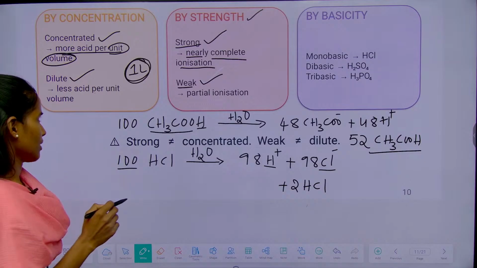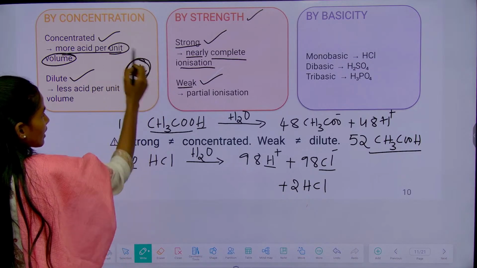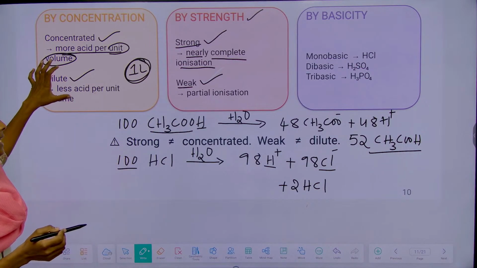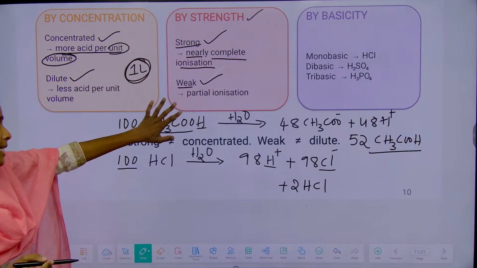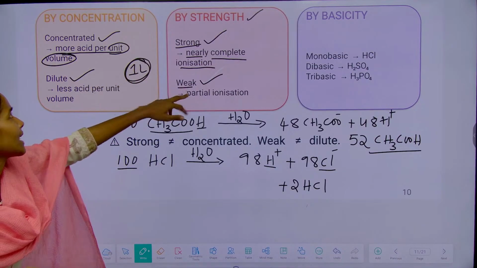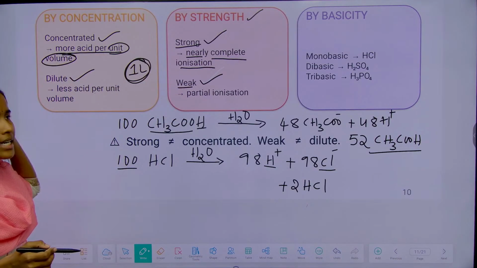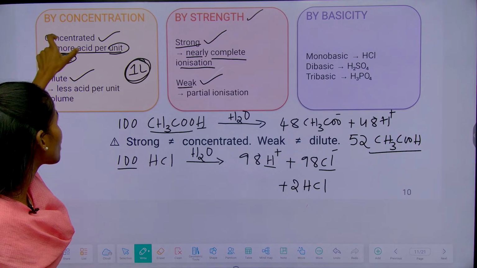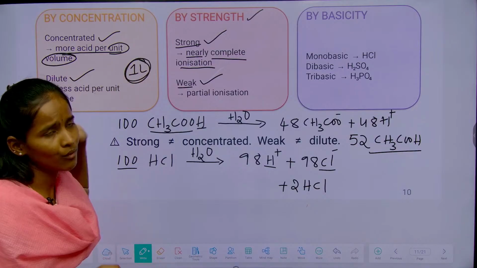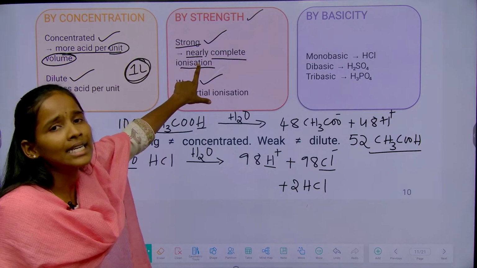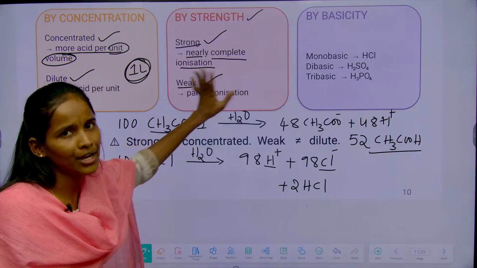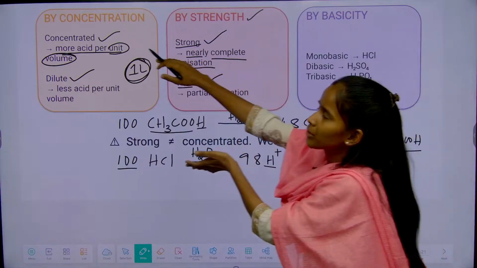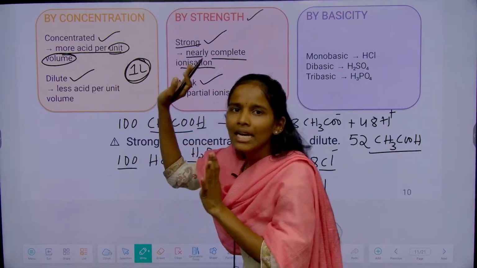You may get a doubt: is there any relation between strong and concentrated, weak and dilute? No, they are completely different from each other. We will not say a weak acid is a dilute acid, both are different. Here we consider how much acid is present per unit volume, whereas there we consider the dissociation of ions. This is all about how acids are classified based on strength and based on concentration.